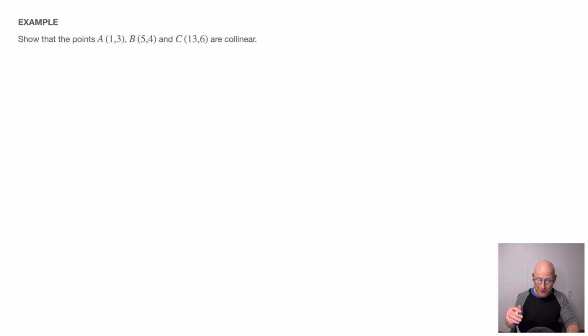Hi everyone, in this video we're going to be learning how to use parallel vectors to show that 3 points are collinear. In other words, we're going to be learning how to use parallel vectors to show or check that 3 points lie on the same line. And we'll be working through the example that we see on the screen here.